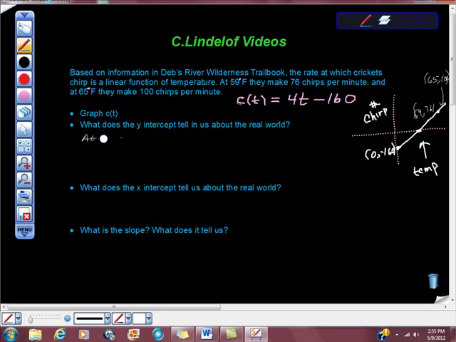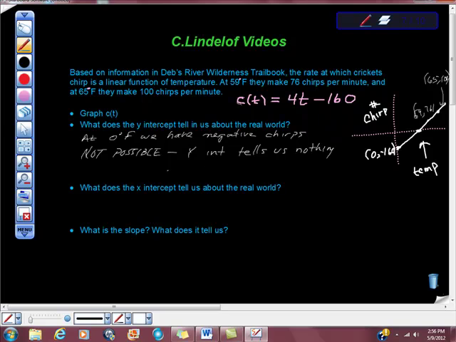At 0 degrees Fahrenheit, we have negative chirps. Not possible, right? This is really important. This is not possible. The y-intercept tells us nothing in real life. In this case, it doesn't tell us anything in real life because we know we can't have negative chirps. I'm not even sure what a negative chirp is, like an unchirp, I guess. I don't even know what that would look like.